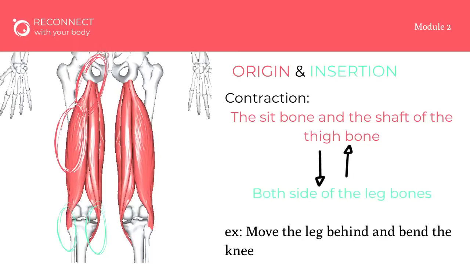This group of muscles originates on the sit bone and the shaft of the thigh bone, and it inserts on both sides of the leg bone, outside and inside. When it contracts, it moves the leg behind and also bends the knee. So please double check the origin and the insertion of this muscle, and then let's stretch it. And this is how I do it.